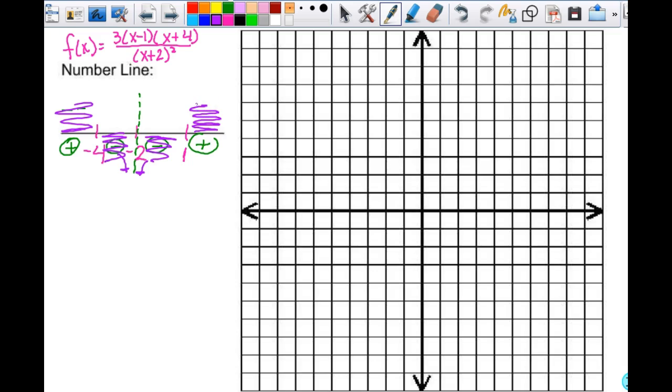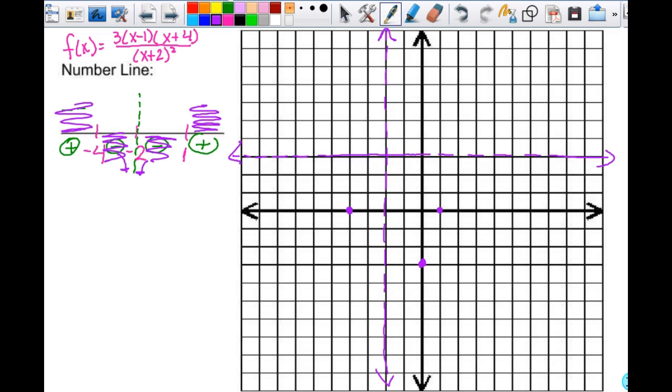So then we'll graph everything we know. We have roots at -4 and at 1. Vertical asymptote at x equals -2. And that's also where my togetherness is. Horizontal asymptote, y equals 3. Y-intercept, (0, -3). Okay.